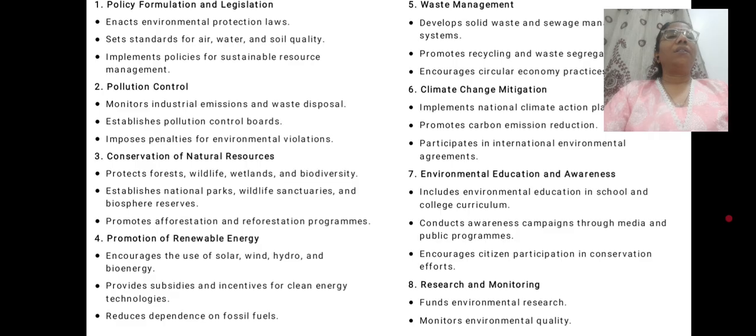Then the government conducts awareness campaigns through the media and public programs. The government also encourages citizen participation in conservation efforts. Nowadays we call it citizen science. Then the eighth point is research and monitoring. The government gives funding for environmental research and also monitors environmental quality.